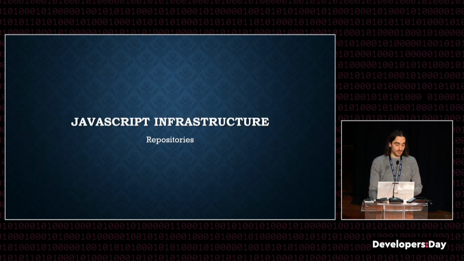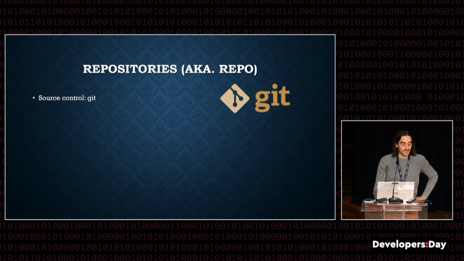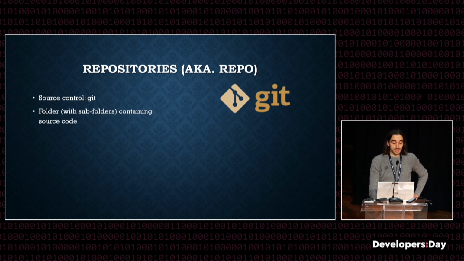Okay, so now that we've seen the very high-level concepts that we deal with regarding productivity, we'll go over how we structure our JavaScript code at Microsoft. The first level of granularity is the repository. As a repository, we use Git. And a repository is basically just a folder with maybe some subfolders and some source code in there.